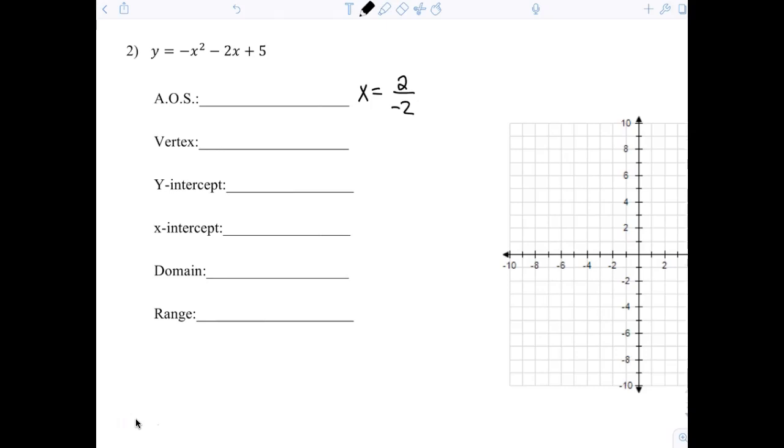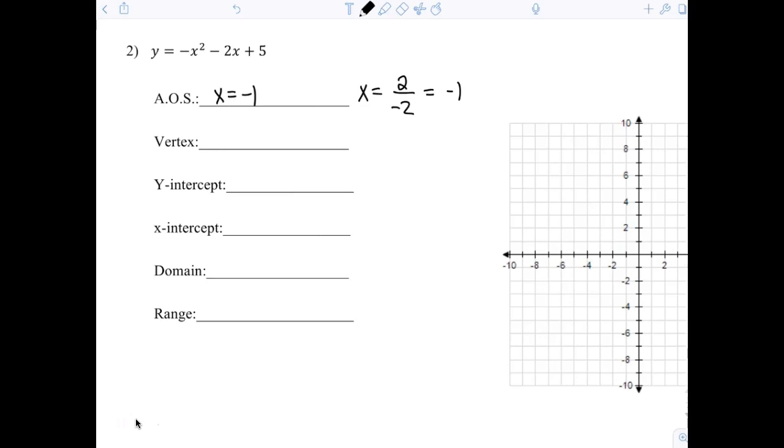Remember, all the negatives are there for a reason, to try to throw you off. It's -b over 2 times a. And a in this case is -1. So the axis of symmetry is what? Everybody put x equals -1.